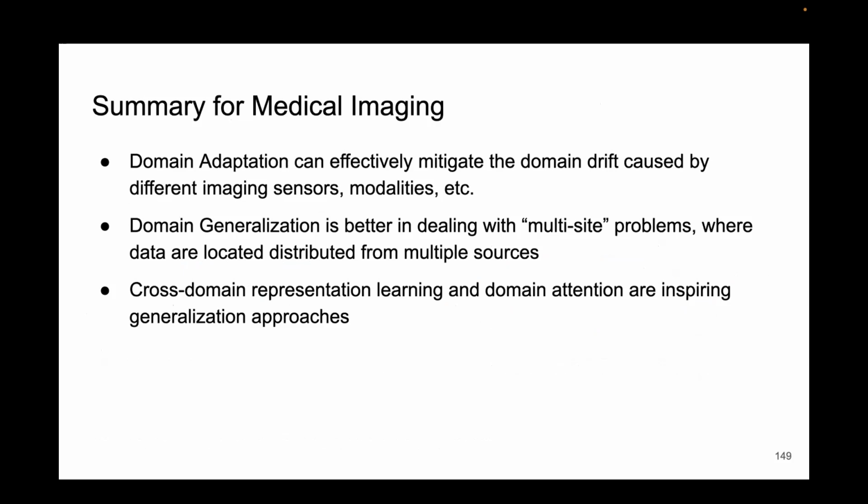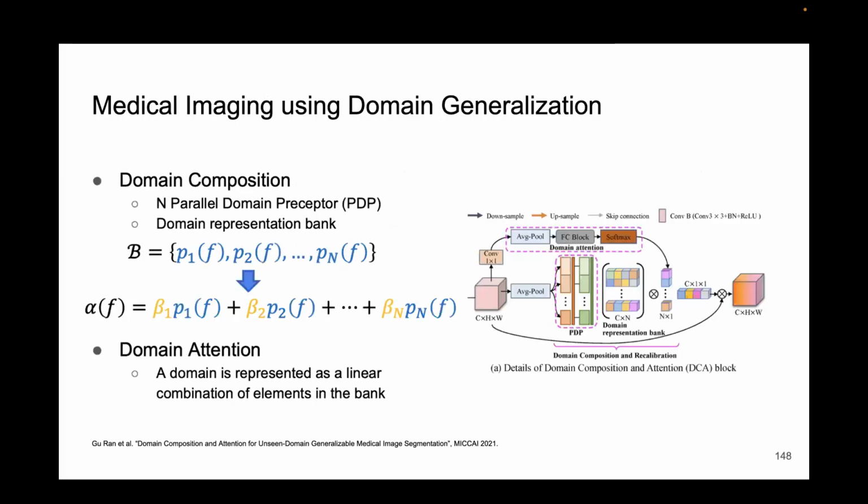Okay, so for medical applications, we also introduced two representative approaches. One is from domain adaptation, where we also analyzed several limitations of domain adaptation. And then further, we introduced a more generalized mechanism, the domain generalization approach, to deal with the medical image segmentation problem.